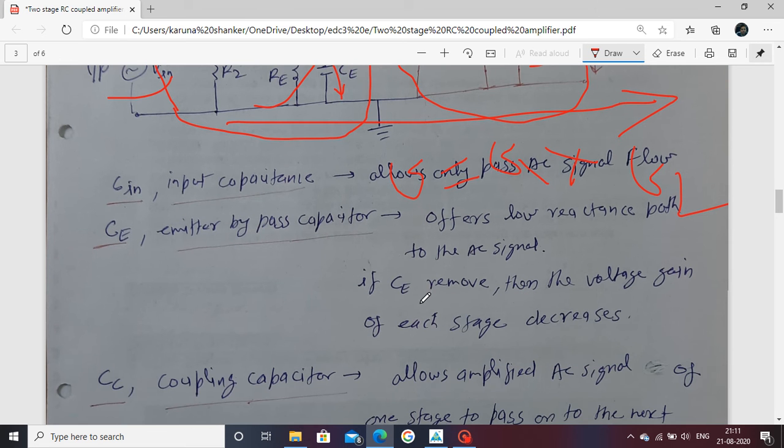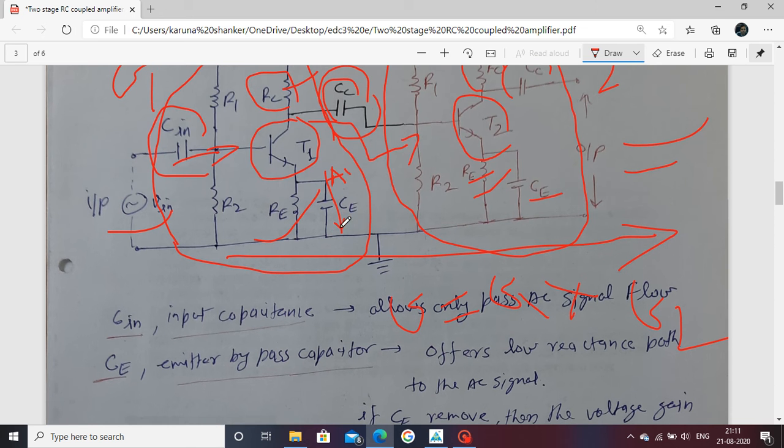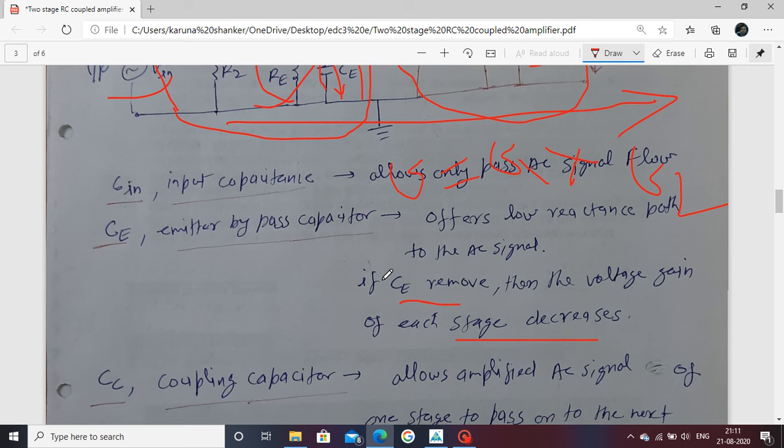And this also shows that if CE is not available in a circuit, or if CE is removed, then the voltage gain of each stage decreases. That is the advantage of using CE. Also, in the single stage amplifier, if CE is removed, what happens? Negative feedback is provided by this circuitry. That's why the voltage gain decreases. If you do not want the gain to decrease, then the emitter bypass capacitor CE is used.